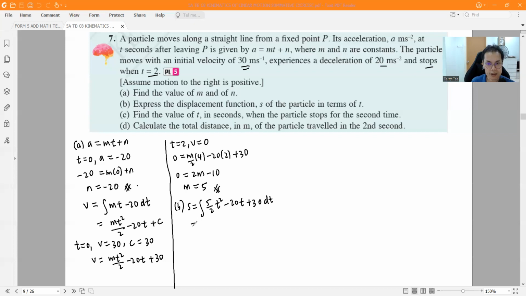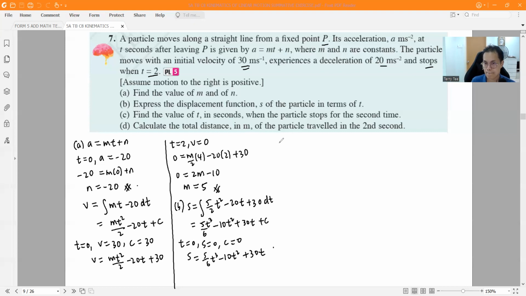So when you integrate, this is 5t, increase the power by 1, 3, divide by 3. 2 times 3, I can write 6 straight away. This is t squared, 20 divided by 2 is 10. This is 30t plus c. When t is 0, what's the displacement? Well, the particle starts from point P, so P is a reference point. So s is 0, c is 0. My displacement is 5 over 6 t cubed minus 10t squared plus 30t.